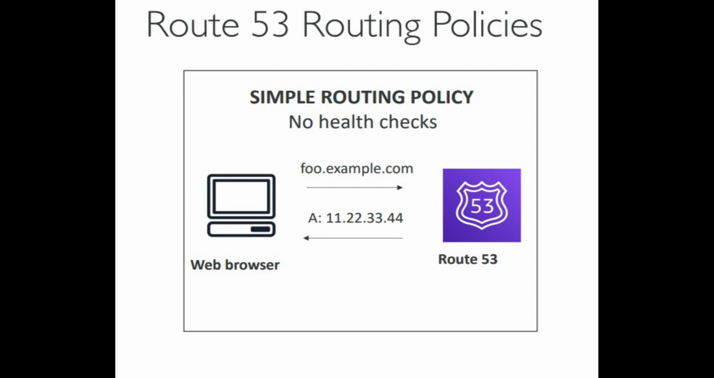Simple routing policy. This is the most straightforward policy. When you use simple routing, you can route traffic to a single resource, like a web server. It's ideal for cases where you have a single resource that performs a given function for your domain, like one web server that serves content for the www subdomain.